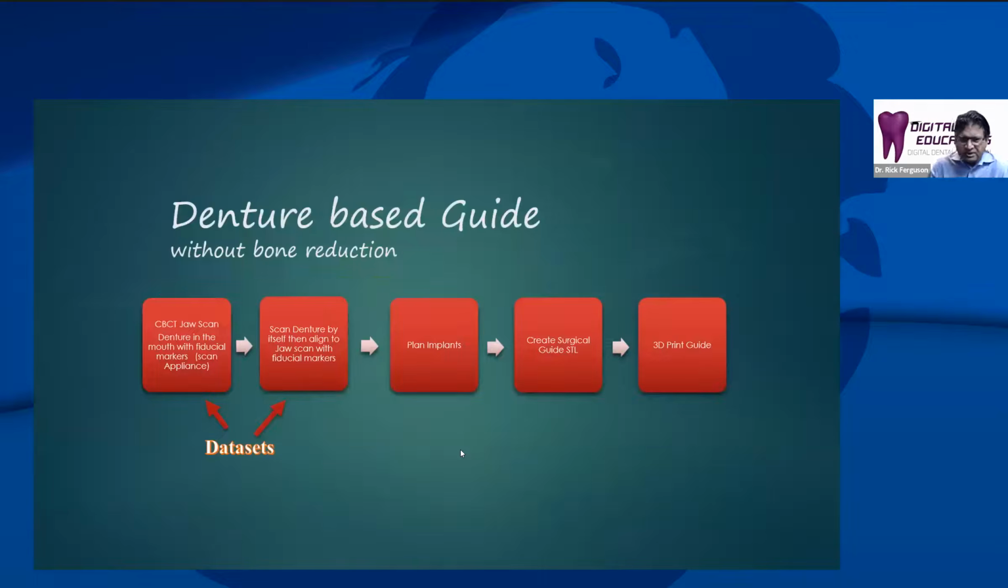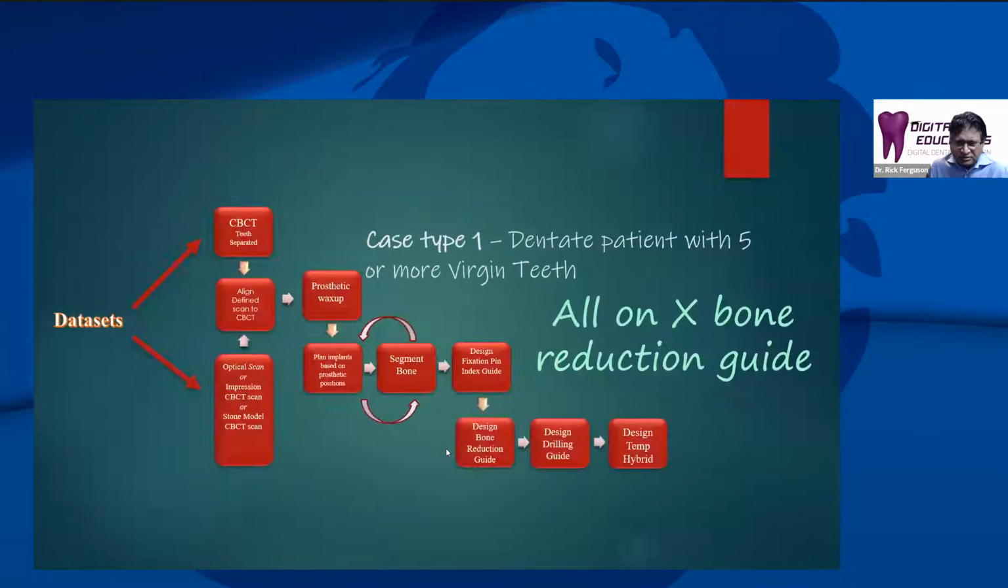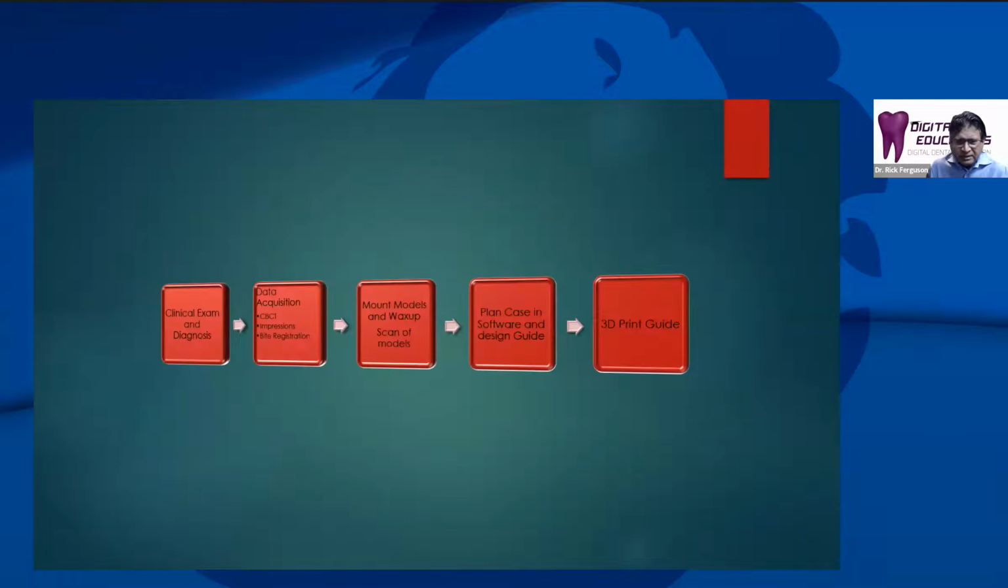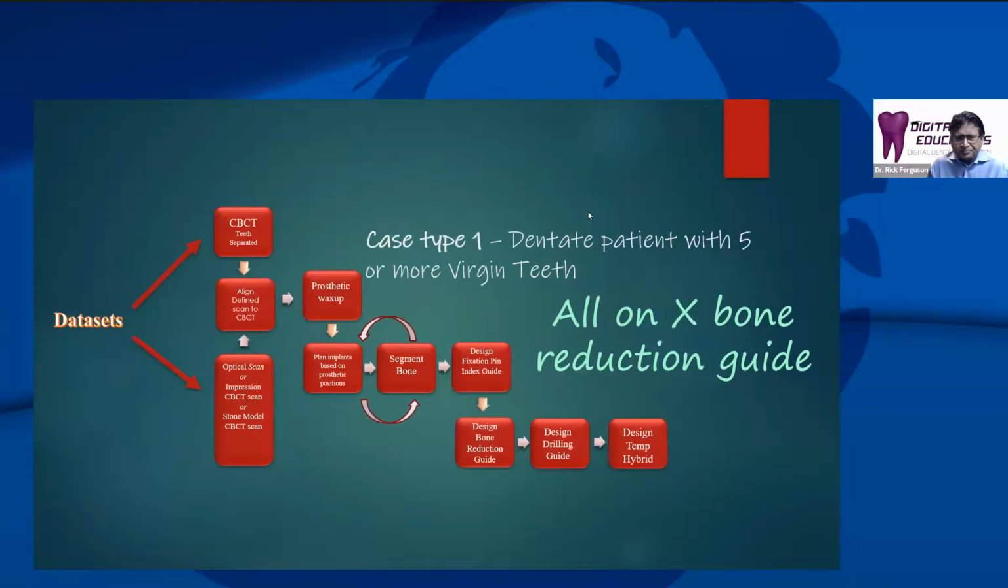For denture-based guides, what's really nice is that in Blue Sky Plan, we have the ability to bring in a denture, scanned in a CBCT, and convert that to what's called a scan appliance. And then with one click of a button after your implants are placed, you can create a surgical guide from that, using that as a scan appliance guide, and then 3D print that surgical guide. So that's a denture-based guide.